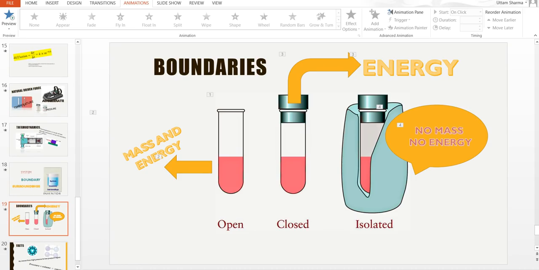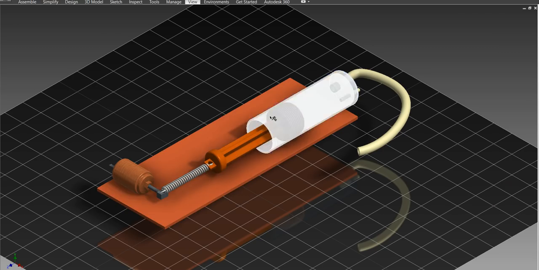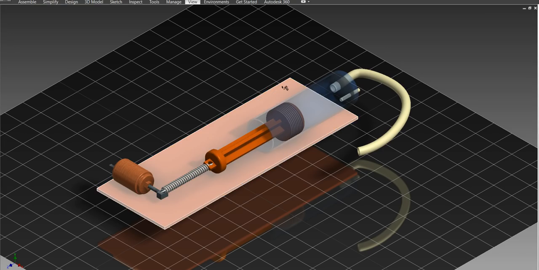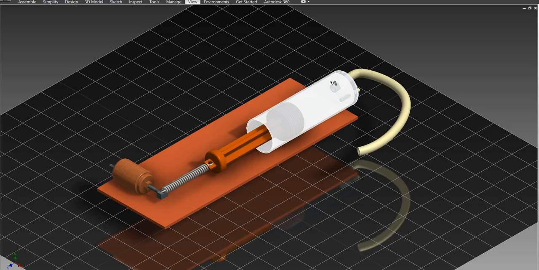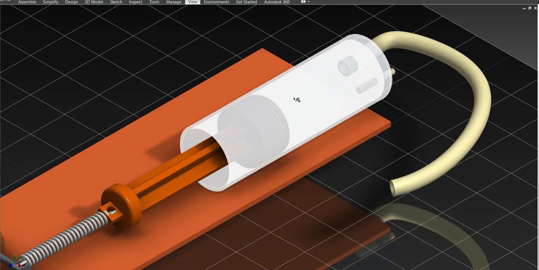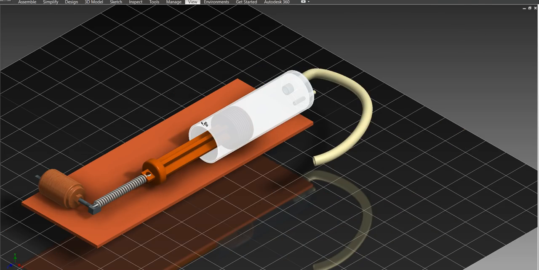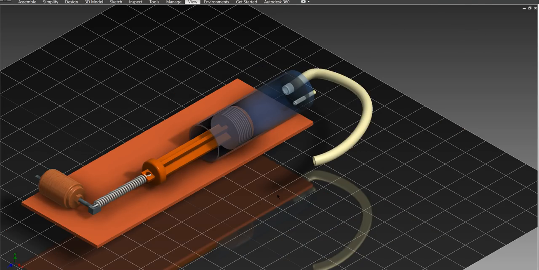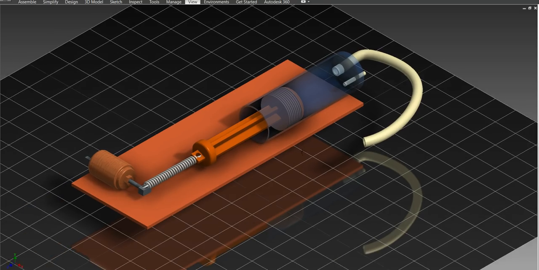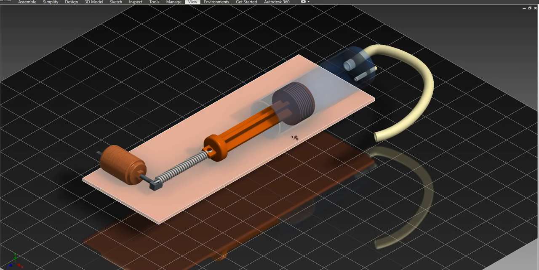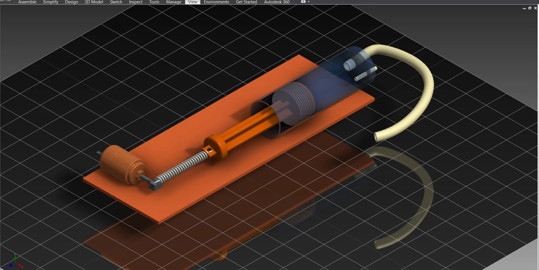Now, I would like to make you familiar with this CAD model. In this CAD model, the system is this cylinder arrangement. This volume is the system volume, this cylinder glass is the boundary, and everything outside the cylinder is the actual surroundings with respect to this system.